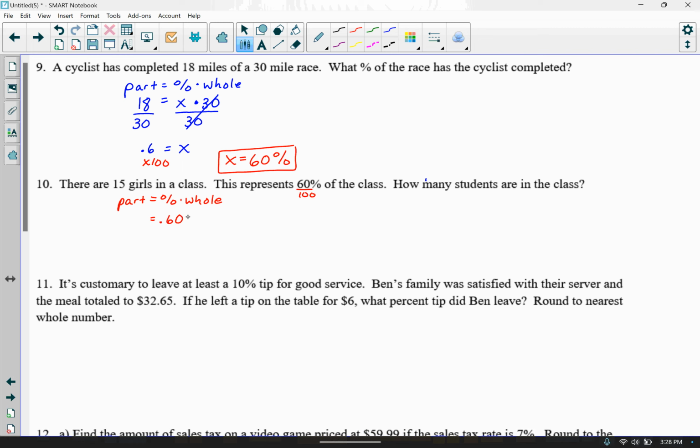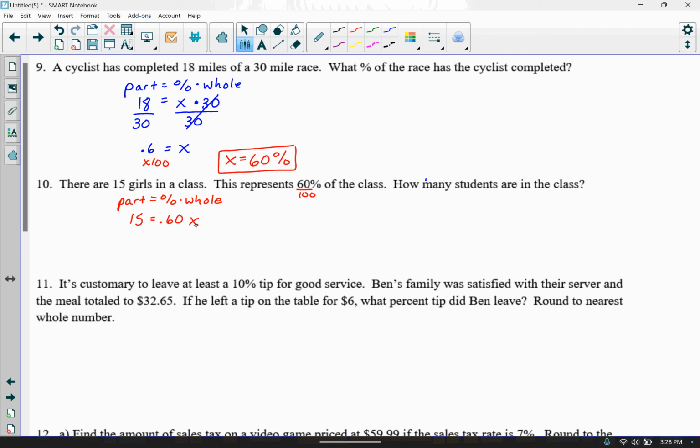It says there are 15 girls in the class. That's 60% of the class. That's not the whole class. So those 15 girls represent part of the class, and we're trying to figure out how many total students are in the class. Again, I'm trying to solve for my X here.